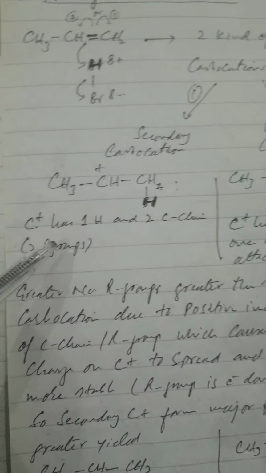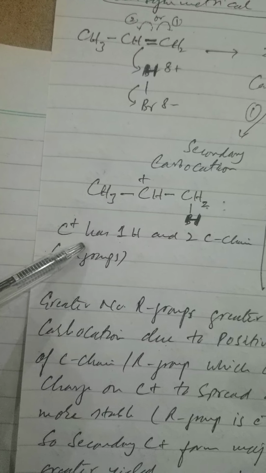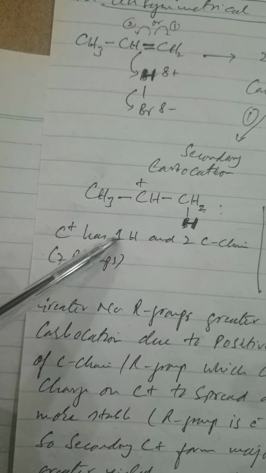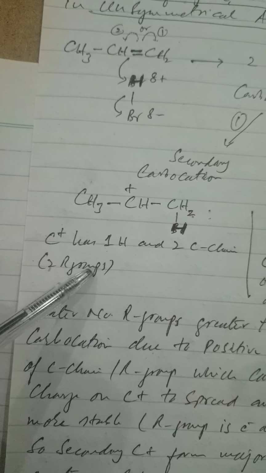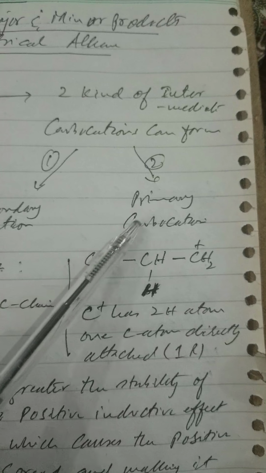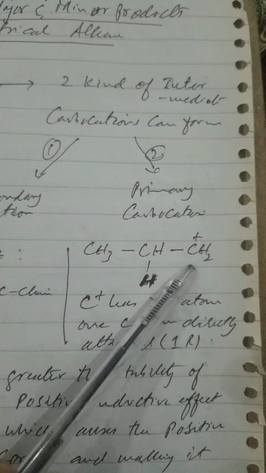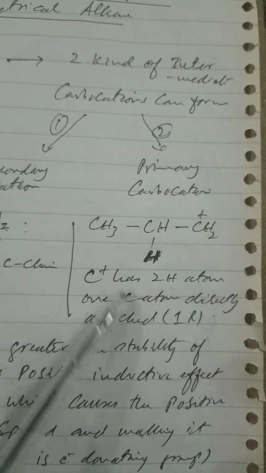What is a secondary carbocation? It is a carbocation in which the positively charged carbon atom is attached to one hydrogen and two carbon chains directly. Two carbon chains can also be denoted by two R groups. But in a primary carbocation, the positively charged carbon atom is bonded to two H atoms and one carbon chain, so one R group.